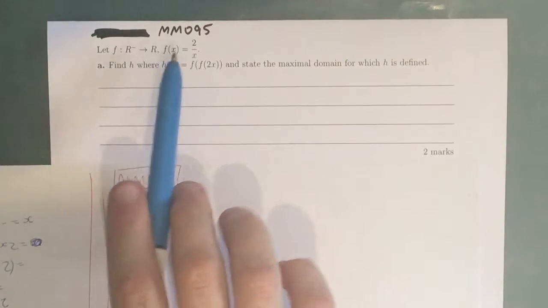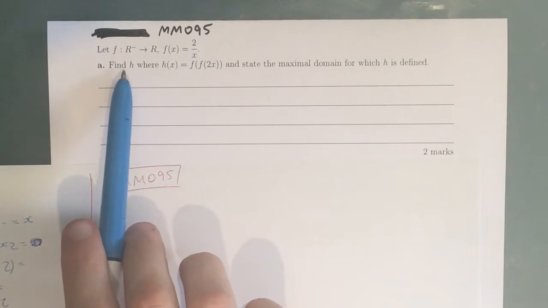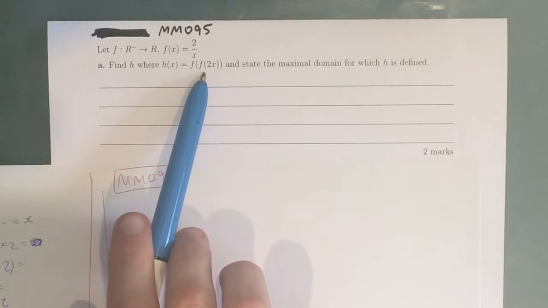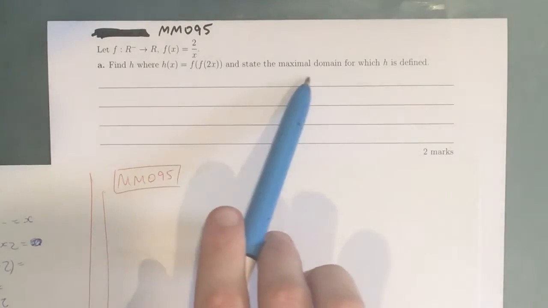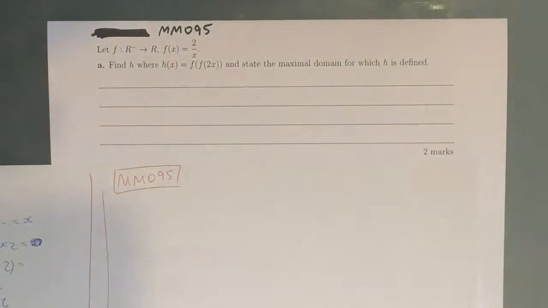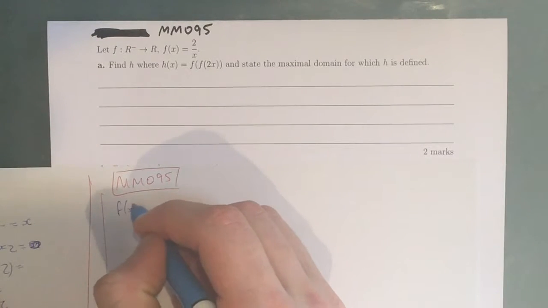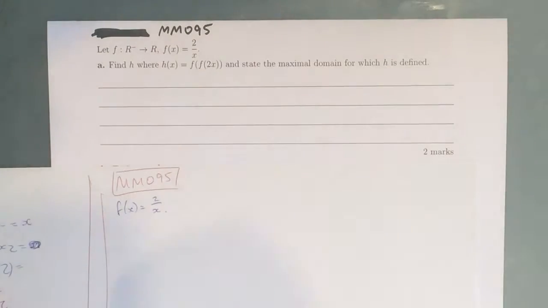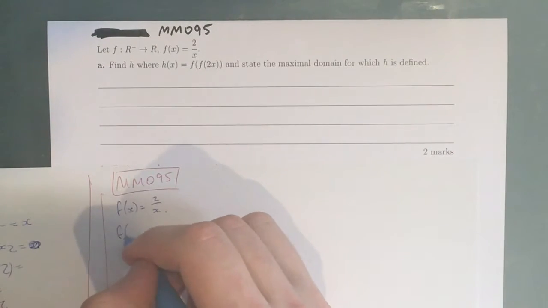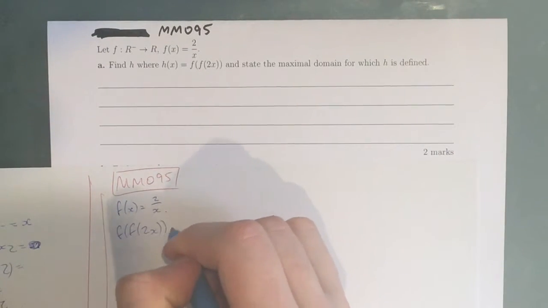We've got a function f of x equals 2 over x. We want to find h where h of x equals f of 2x and state the maximal domain for which h is defined. So let's rewrite our equation. We've got f of x equals 2 over x, and what we want to find is f of 2x.